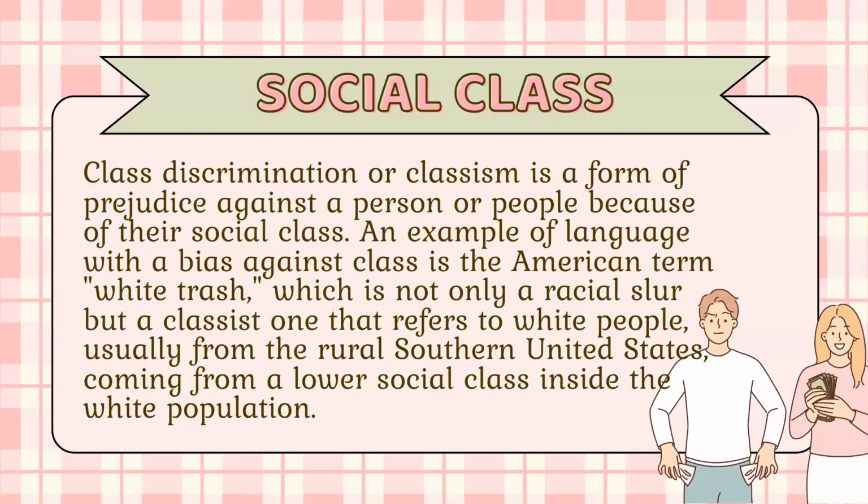All right, next, social discrimination. Class discrimination, or classism, is a form of prejudice against a person or people because of their social class. An example of language with bias against class is the American term "white trash," which is not only a racial slur but a classist one that refers to white people, usually from the rural southern United States, coming from a lower social class inside the white population. The term is negative not just because of the words that comprise it, but because of its connotation of danger. White trash people are seen as criminals, unpredictable, and without respect for authority. In the United States and other cultures, there may also be a kind of prejudice against those who are economically privileged, and that's sad. The rich are sometimes referred to by the derogatory terms "preppy" or "yuppie," both of which connote not just wealth but arrogance.